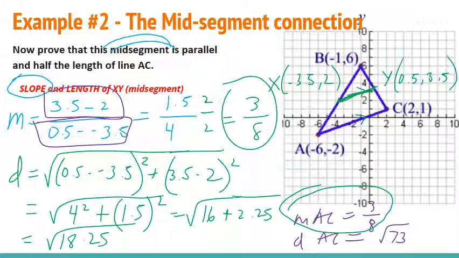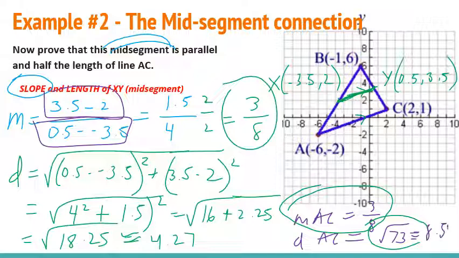Okay, now again, you have to look at this deeply, right? Because this may not look like it's half of this, but we can check if we actually plug these values into our calculator. So the square root of 18.25 is approximately 4.27. And then the square root of 73 is approximately 8.54. So again, this is mathematical proof that our midsegment is exactly half the length of the line that it faces and parallel to it as well.